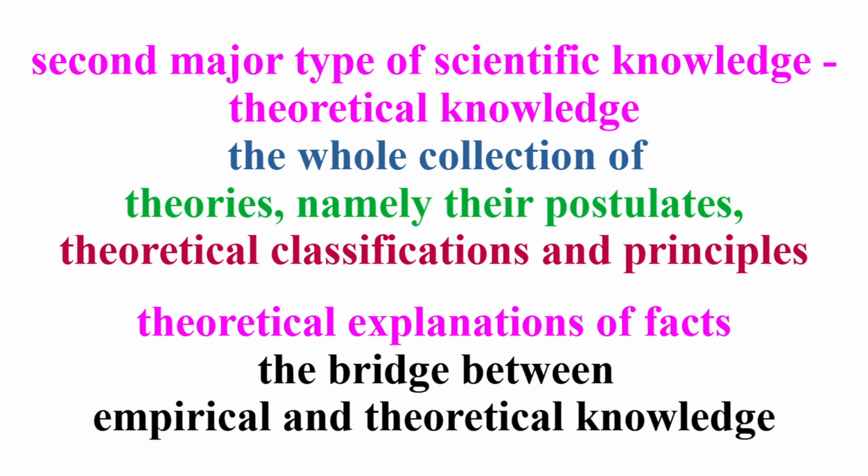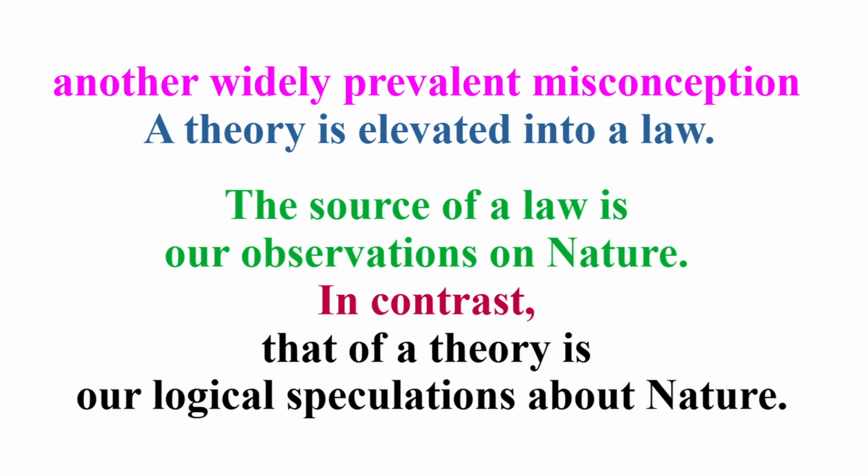The theoretical explanations of facts using theories, as illustrated earlier with two examples using atomic theory, form the bridge between these two major types of scientific knowledge. Another widely prevalent misconception regarding scientific method is that a theory is elevated into a law. Recall the opposite nature of the tools used to arrive at both of these.